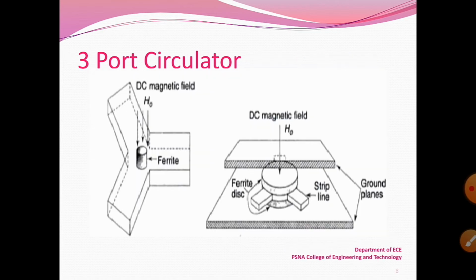So this is a 3-port circulator. A 3-port circulator is formed by a 120 degree H-plane waveguide or strip line symmetrical Y junction with a central ferrite post or disc. A steady magnetic field H0 is applied along the axis of the disk. Depending on the polarization of the incident wave and the direction of H0, the microwave signal travels from one port to the immediate next one.